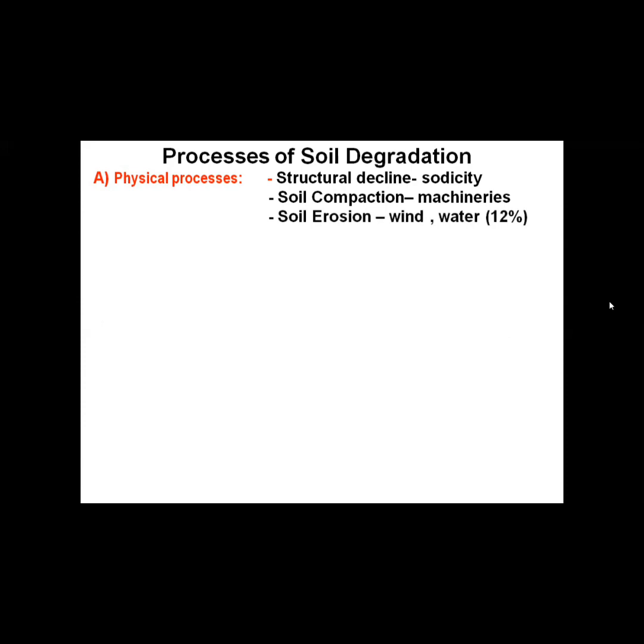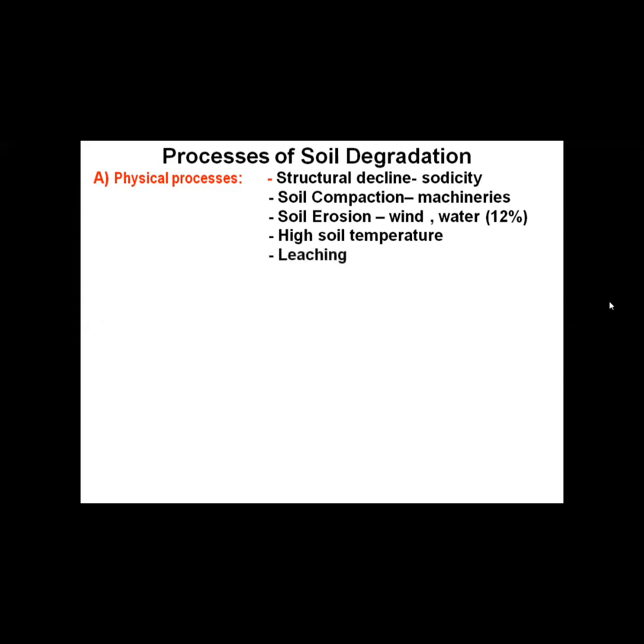Then we will see what are the different processes of the soil degradation. Physical process, in that there may be the structural decline which leads to the formation of the sodicity. Soil compaction, which is carried out by the various kinds of the machineries which are used for the agricultural operations. Soil erosion, there may be the wind erosion or the water erosion, which is about 12%. High soil temperature also leads to the formation of the soil degradation.